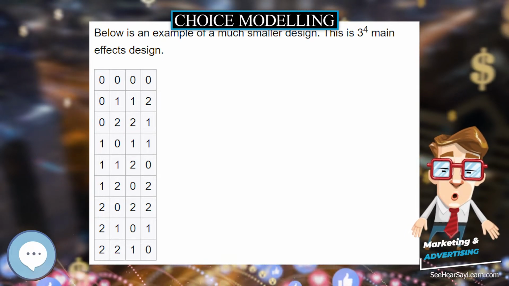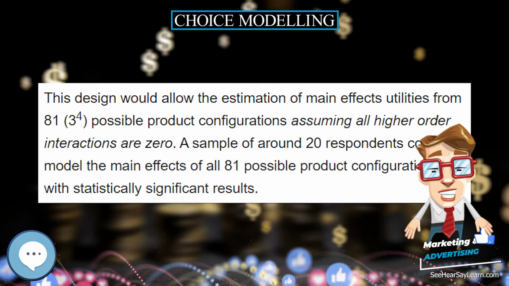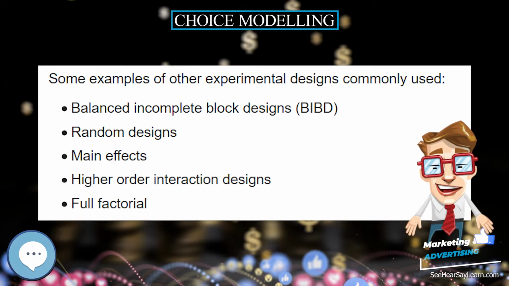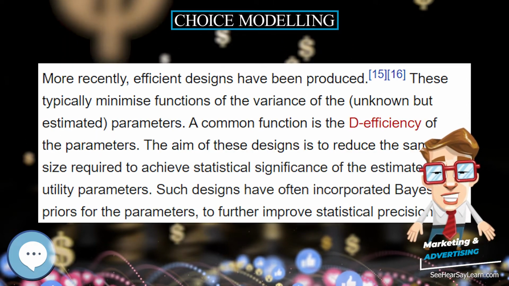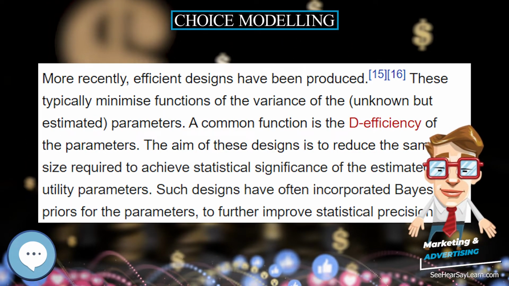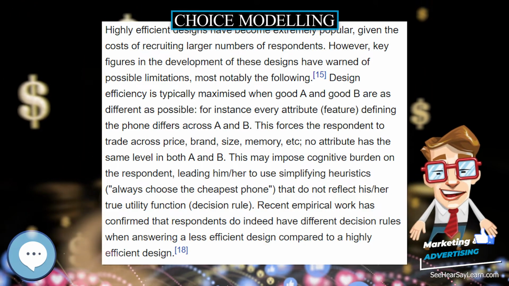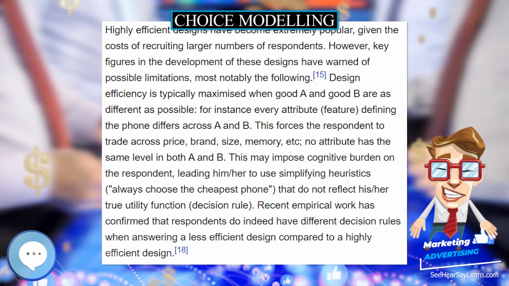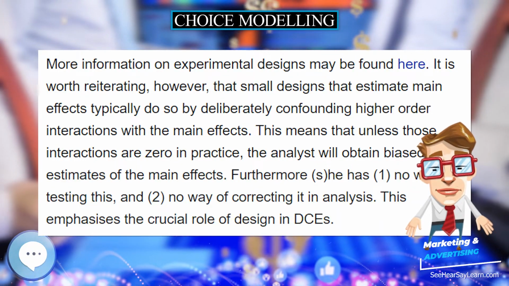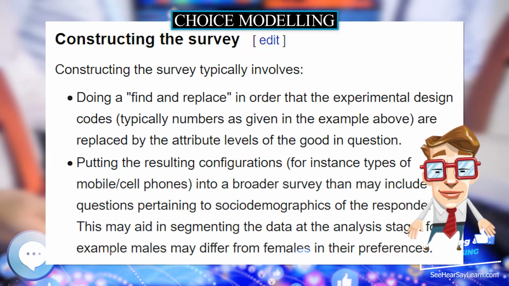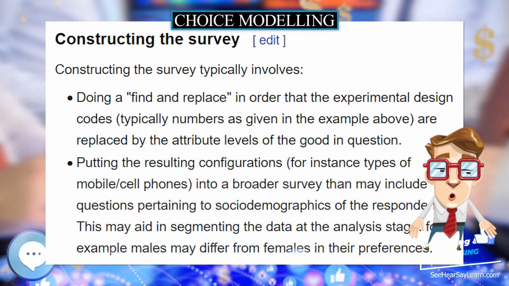Design efficiency is typically maximized when good A and good B are as different as possible. For instance, every attribute or feature defining the phone differs across A and B. This forces the respondent to trade across price, brand, size, memory, etc. No attribute has the same level in both A and B. This may impose cognitive burden on the respondent, leading him or her to use simplifying heuristics, such as always choosing the cheapest phone, that do not reflect his or her true utility function or decision rule.